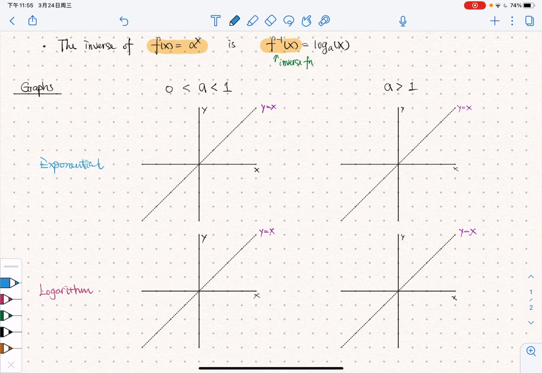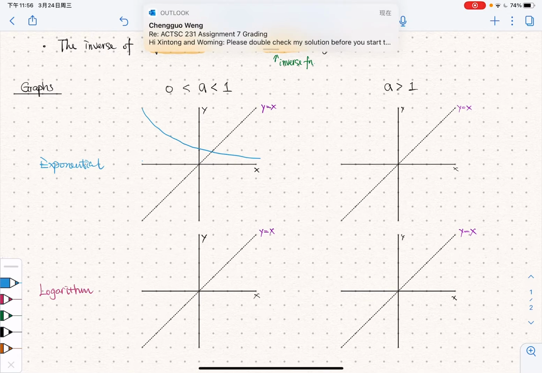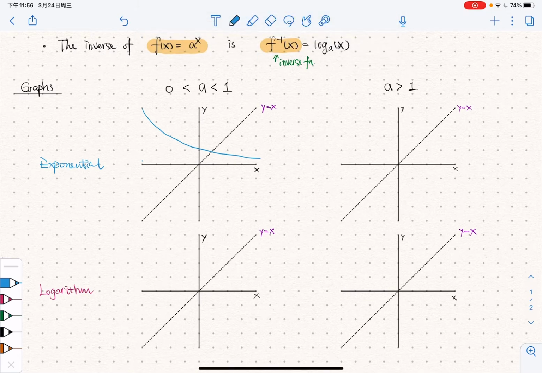y starts off being very large when x is small, and keeps becoming smaller across the y-axis, becoming smaller and smaller, approaching 0. This point is 1. When x is 0, y is 1. We can see that by plugging x equals 0 into f(x) equals a to the x, and then we'll get 1 here.